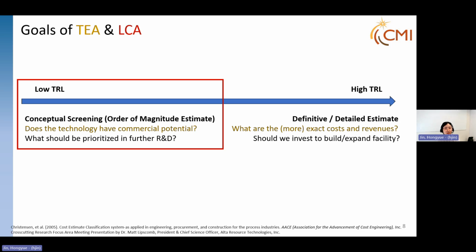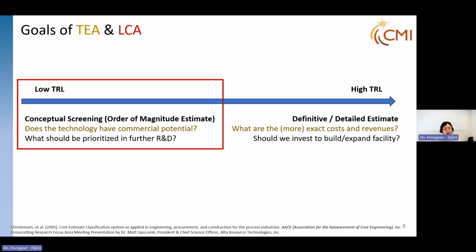So according to this initial TEA-LCA, we can identify what are the bottlenecks, what would be the best parameters that we want to optimize through further R&D to improve the technology. Those are the questions and goals for the early stage TRL level TEA-LCA goals.